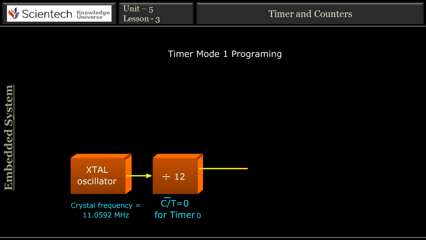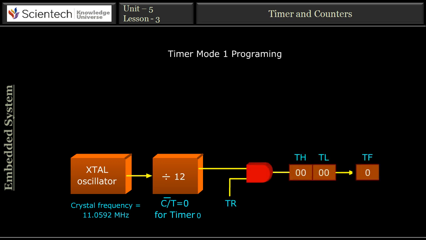As we discussed earlier, there are 4 modes used in the TMOD register, that is, from mode 0 to mode 3. But generally, only 2 modes are used, that is, mode 1 and mode 2. Now, we are going to discuss timer mode 1 programming.